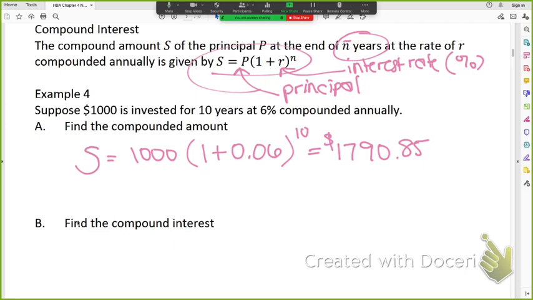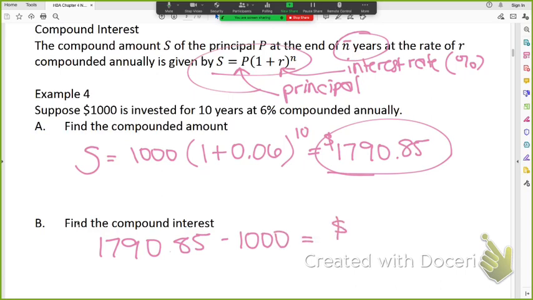Compound interest is asking how much money you made on your $1,000. So how do you find that? Subtract. This is the total amount you have at the end of the 10 years, and that's a combination of the 1,000 you put into it and the money you made, right? So you subtract. Basically profit, yes. So is it 790.85? Yes, because that's the money you put into it. You put 1,000 in, you have 1,790.85. Take it out.